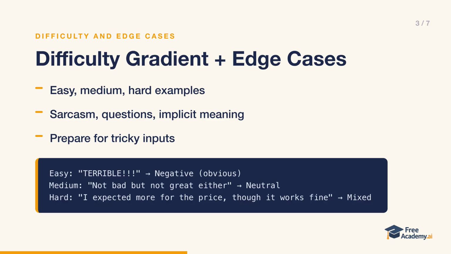On top of that, anticipate edge cases. Think about sarcasm. Oh, great, another delay, just what I needed, is actually negative. Questions like, is this the best you have? Lean neutral. And implicit statements like, I'll be looking for alternatives, signal negative, even without an obvious word. Good examples prepare the model for the tricky inputs real users will throw at it.